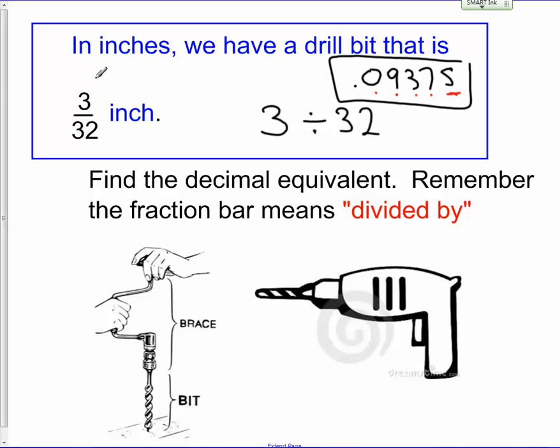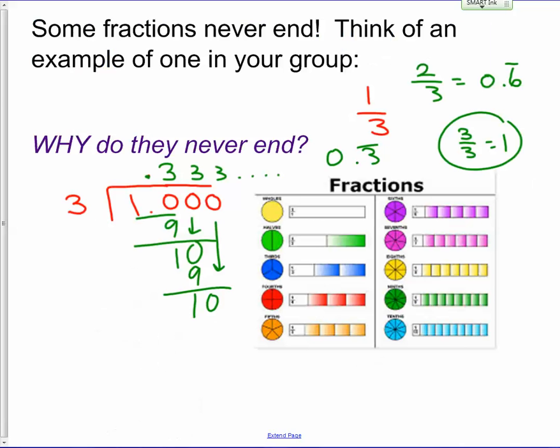All right, so we practiced like 3/32 of an inch. When you do 3 as the dividend divided by 32, 3 divided by 32, you get this decimal, 0.09375. And that is equivalent to 3/32. So we're just changing them into decimals.